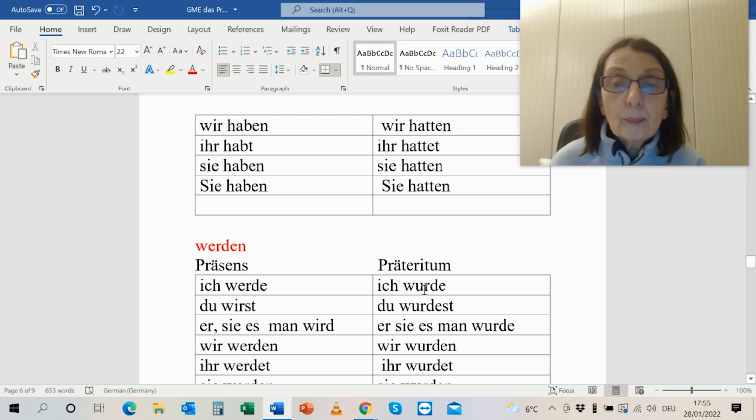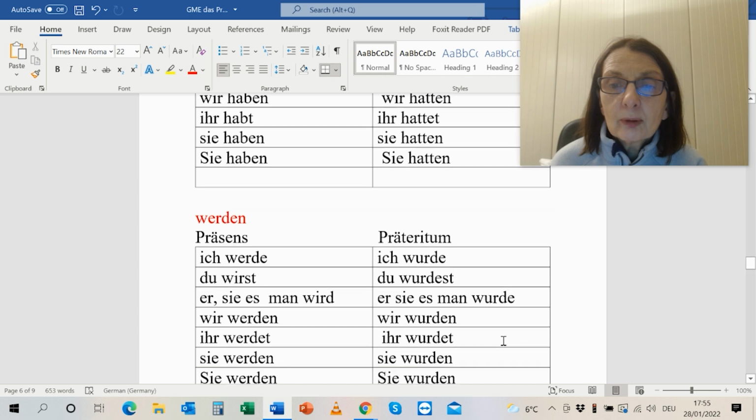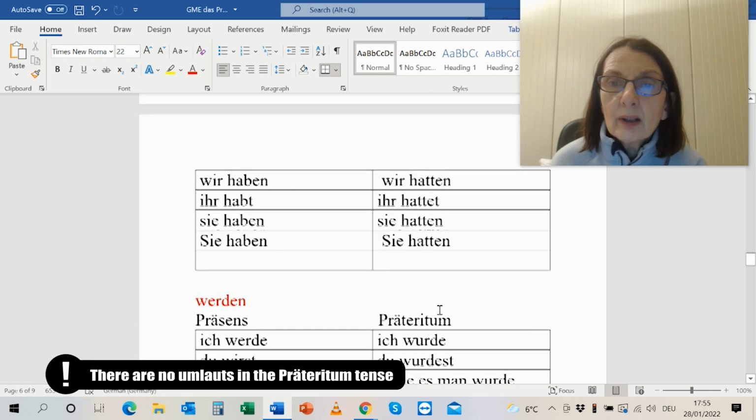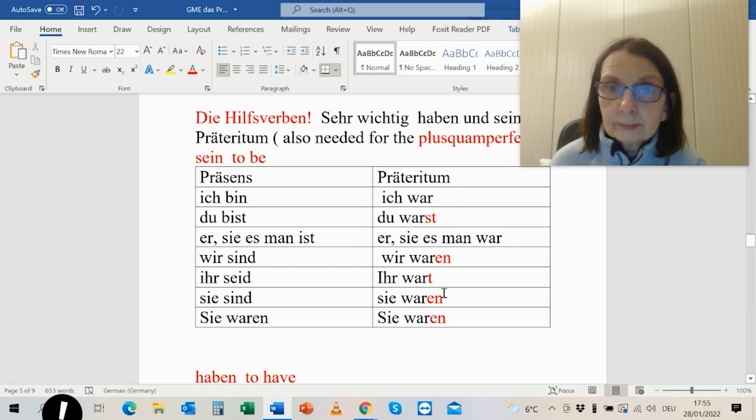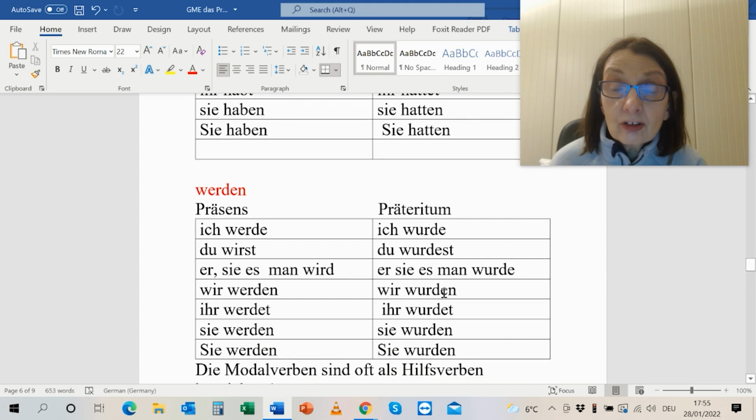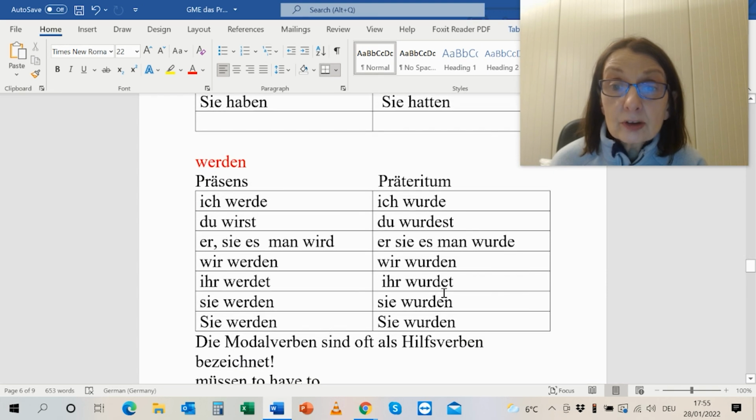But look how big a change that is. It goes from werden to wurde. Ich werde, ich wurde. Sie, es, man wurde. See that? And then the plural. Now, what else do you notice here? There aren't any umlauts on the Präteritum. Not one. Now, that's important that you get that into your head, because if you do put an umlaut into it, you're given a different meaning altogether, completely different.